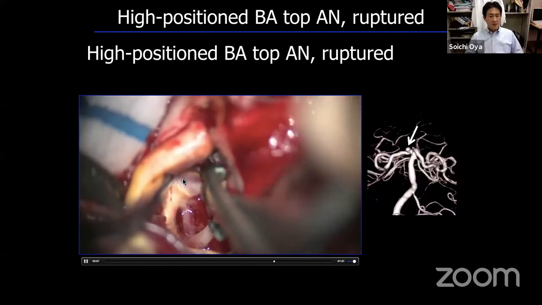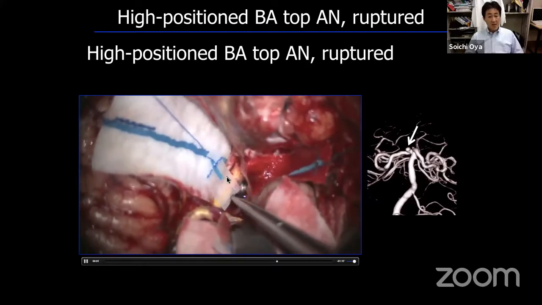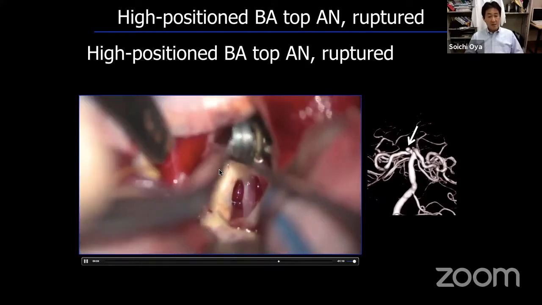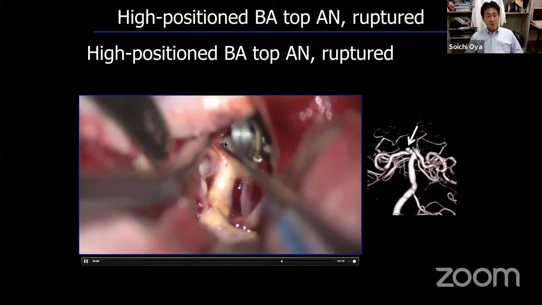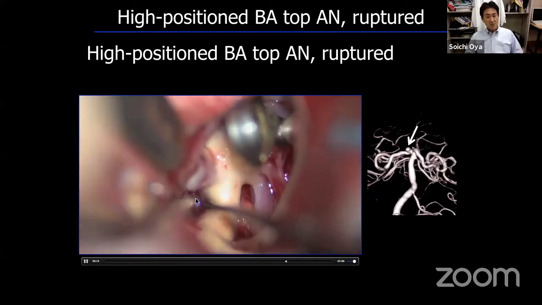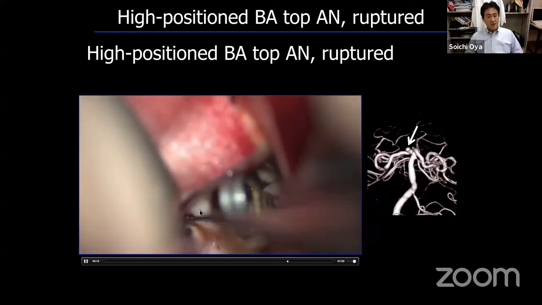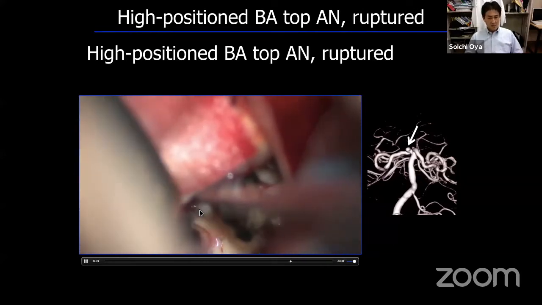And then I apply the temporary clip, and I also protect the ICA, and I put the retractor here. Now I could use both hands, and I'm checking, exposing the neck. This is a perforator. And now I'm checking there is no perforator around the neck.